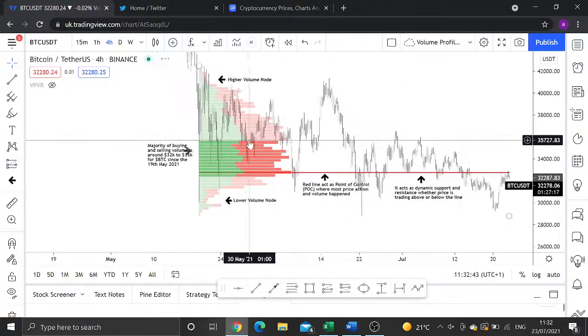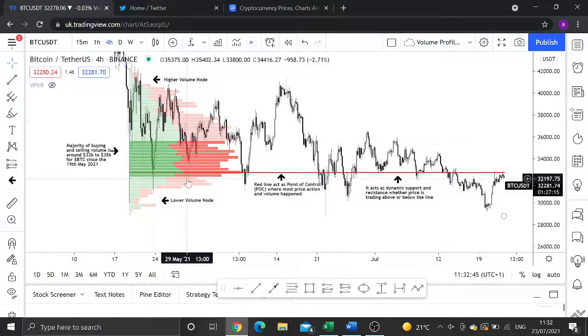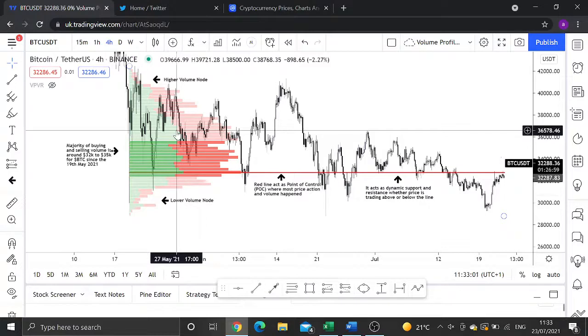Anyway, sorry about that. So what the POC really means is that it can act as dynamic support or dynamic resistance. Every time we're trending from the point of control, if the price is trending above, we can easily get a bullish sentiment. The price trending below is bearish sentiment. Simple as that.